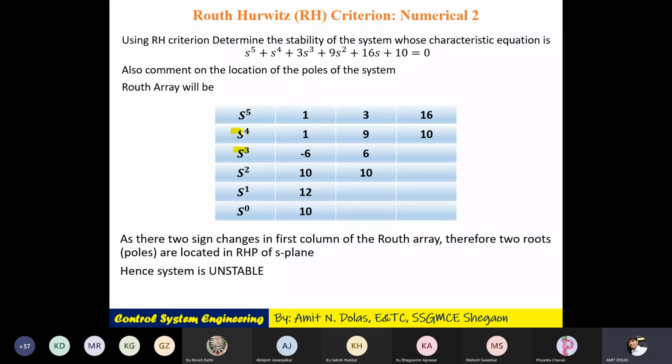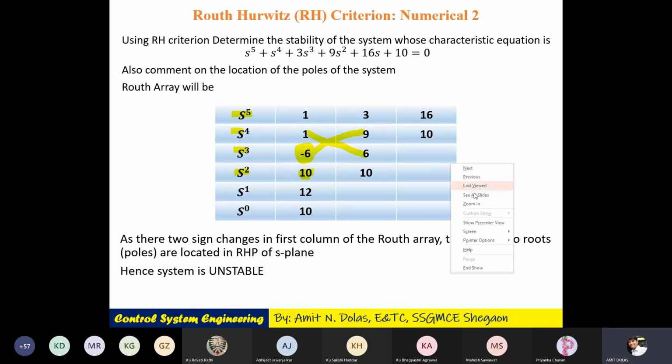We have calculated up to here. I'll mark it here. Then I'll go for s to the power 4. So I'm interested in this element. We have to see what is just above, and do the cross multiplication with sign, of course. Just next to that, 6 into 9. How much is it? 54. 54 minus this 6, and divide by minus 6. We have to divide by minus 6. So it is 10.